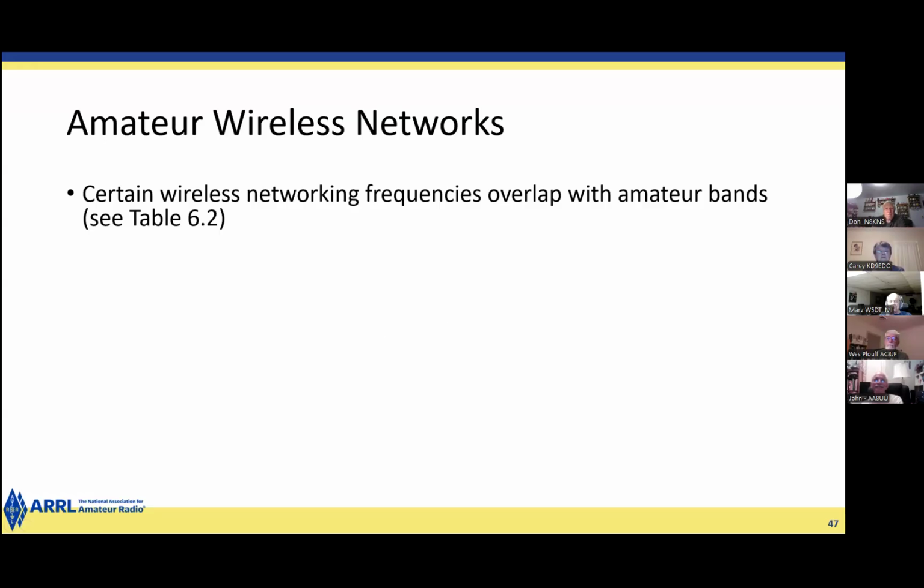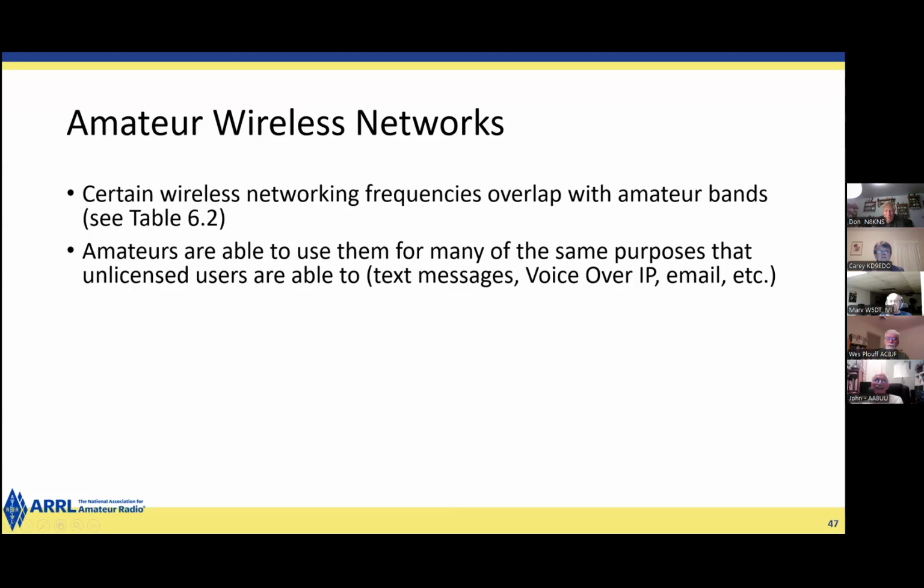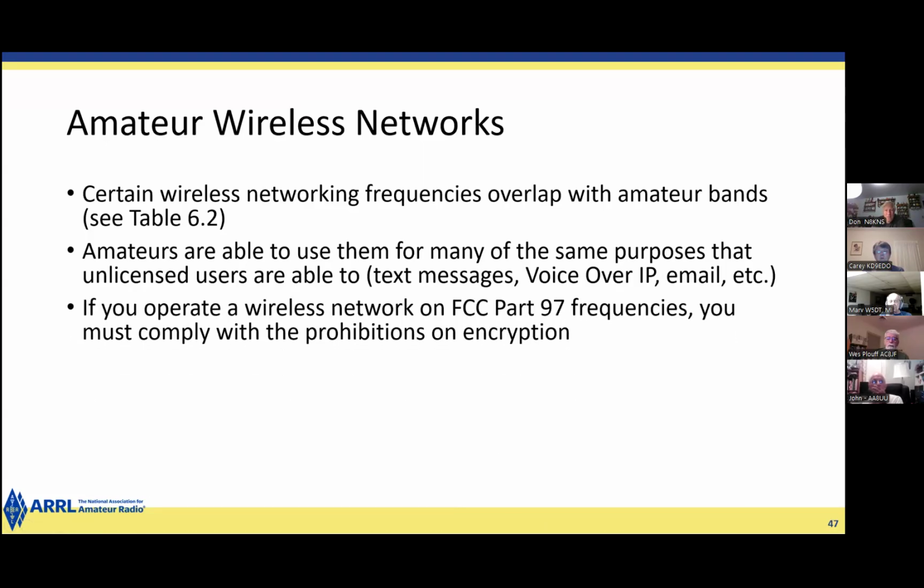So let's talk about shared bands and wireless networks. Some of the bands that are available for unlicensed use for wireless networking are also amateur radio bands. For instance, the 2 gigahertz Wi-Fi band more or less overlaps the 2 gigahertz ham radio band.